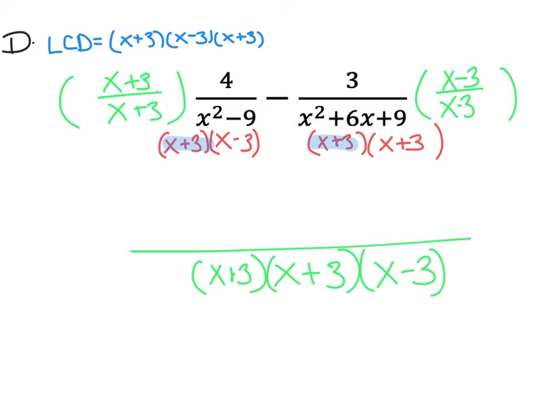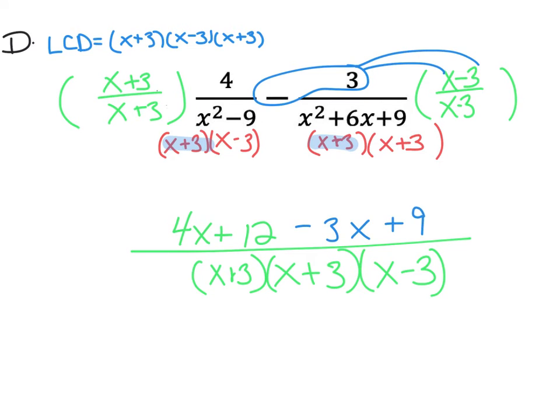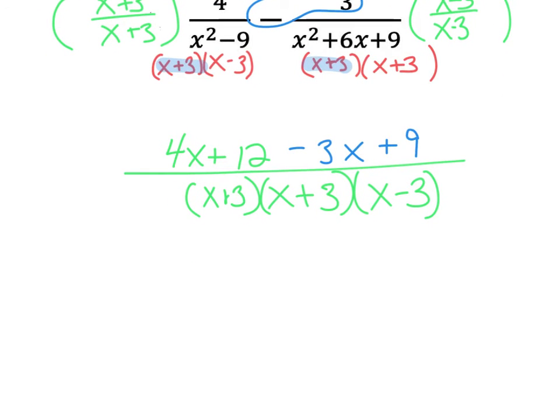So now I will multiply the 4 times x plus 3 here to figure out what this numerator would be. It would be 4x plus 12. And now, since this is minus 3, I'm going to distribute negative 3 right here. That will produce negative 3x plus 9. So I'm going to combine my like terms. This would be negative x plus 21 on the top.